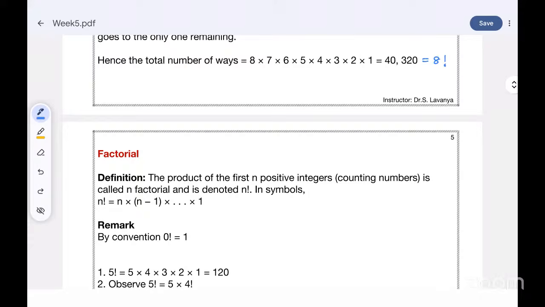So what is the definition of factorial? The product of the first n positive integers is called n factorial, and it is denoted by n with an exclamation mark. So n factorial is n into n minus 1 and so on up to 1. What does 0 factorial mean? This is a convention, and many people tend to make the mistake. By convention, 0 factorial means 1. Convention means this is something like a rule we follow.